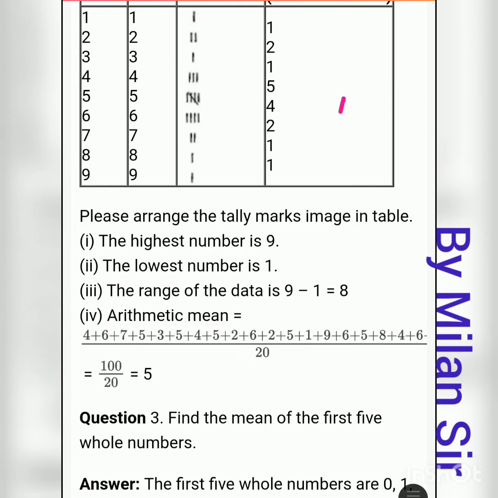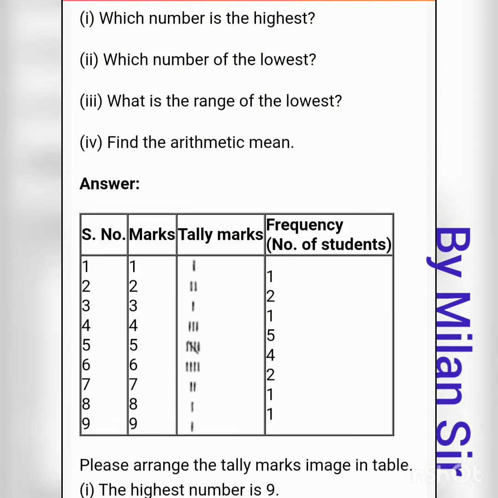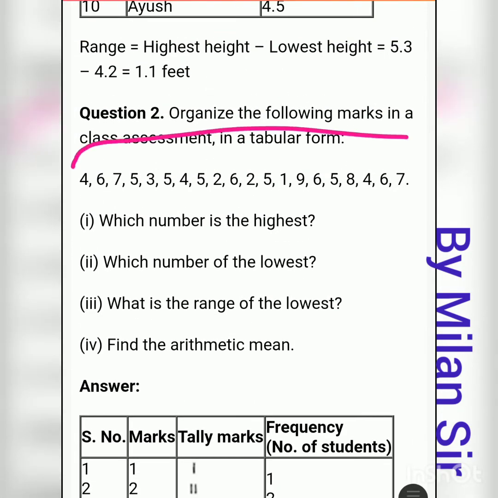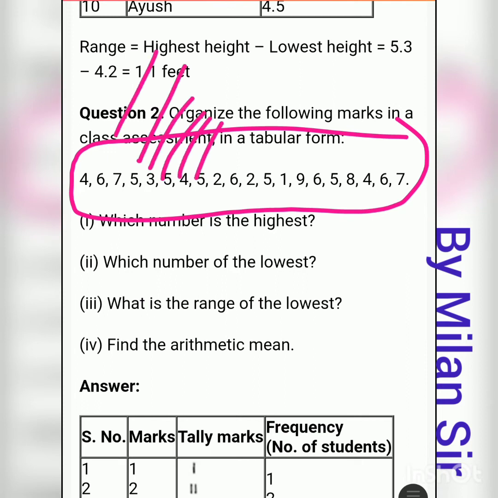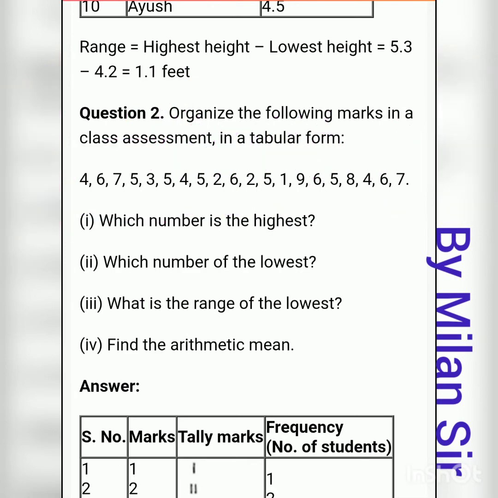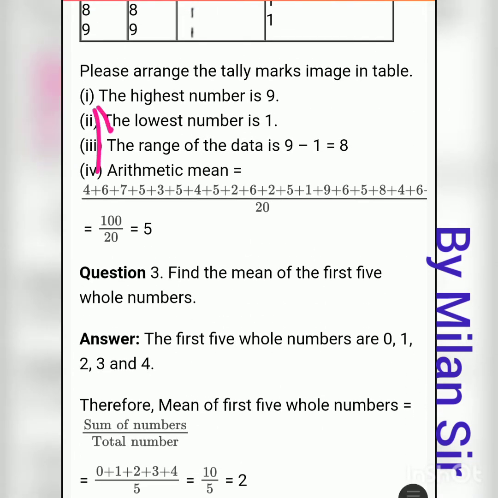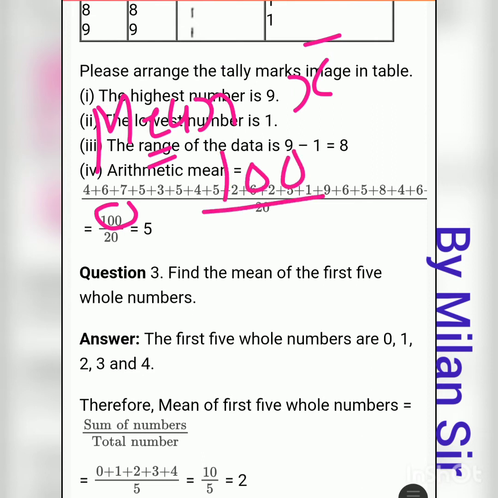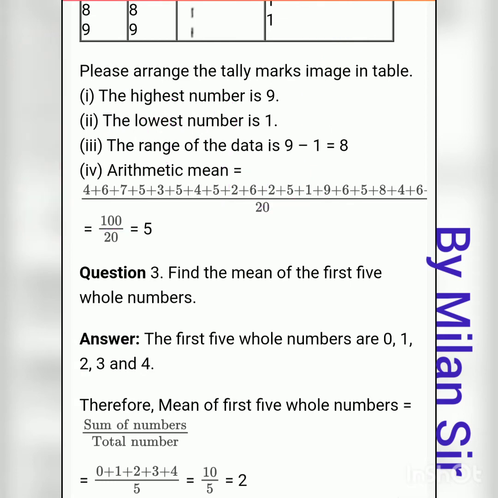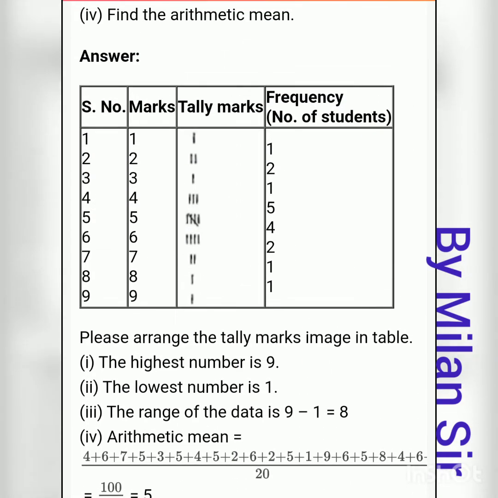So first of all we need to find the addition of all these numbers. That means 4 plus 6 plus 7 plus 5 plus 3 plus 5 plus 4 plus 5 plus 2 plus 6 plus 2 plus 5 plus 1 plus 9 plus 6 plus 5 plus 8 plus 4 plus 6 plus 7. Formula of mean x bar: sum of all the observations. Addition of all these numbers is equal to 100, divided by the total number of observations, which is 20 because we already counted it, right?